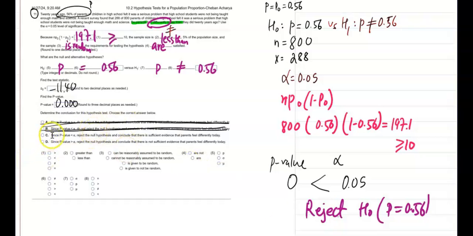So one of them is going to be true. Again, since the p-value is less than alpha, you choose C. Of course, D is not correct because D says the p-value is greater than alpha. That's not correct. So C is the right answer. P-value is less than alpha. Reject the null hypothesis and conclude that there is sufficient evidence that parents feel different today. That's the alternative hypothesis. If you look at the last phrase here, parents feel different today, that's the alternative hypothesis. There is sufficient evidence to support the alternative hypothesis. So you reject the null hypothesis because the p-value is less than alpha.